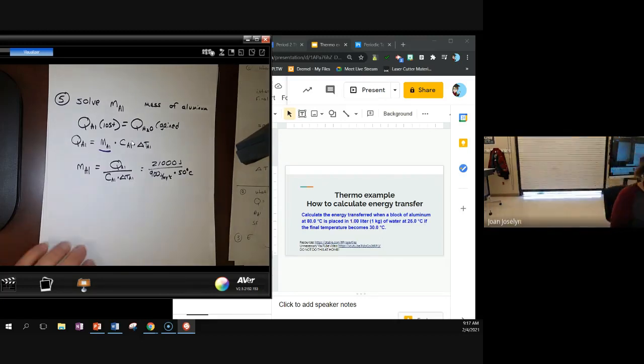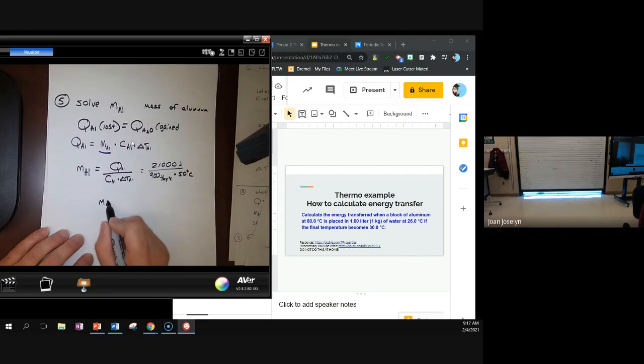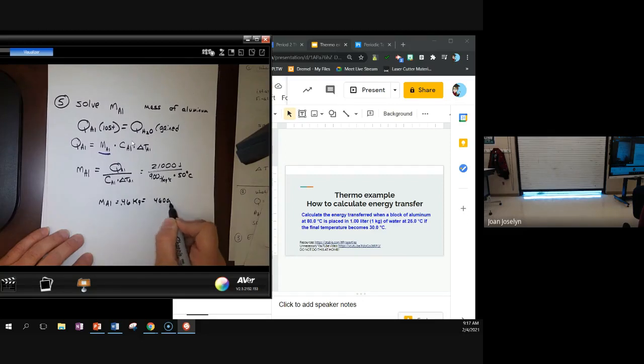So you just do the math on that. And it's going to give you the mass of aluminum in kilograms. And that is what we're looking for. Ooh, sorry, the bell rang. But it's going to be 0.46 kilograms or 460. See if you can do it.